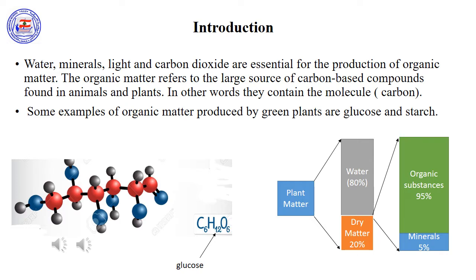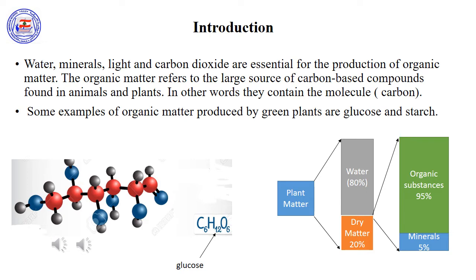What do I mean by organic matter? What is an organic matter? The organic matter refers to the large source of carbon-based compounds found in animals and plants. In other words, the carbon-based compounds contain the molecule carbon. Some examples of organic matter produced by green plants are glucose and starch.